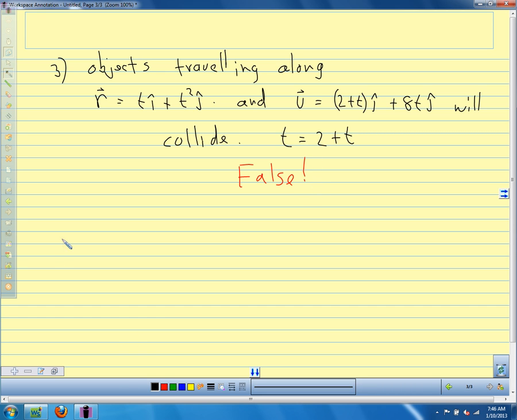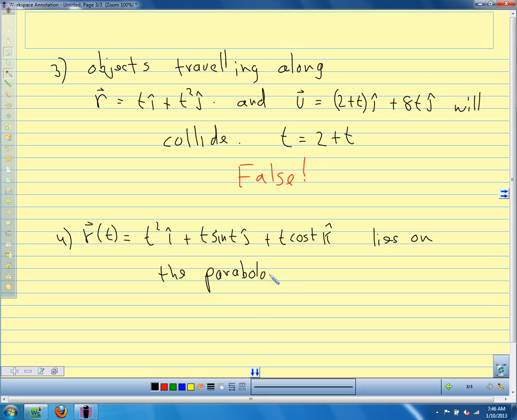All right, last true/false question. If r of t = t squared i + t sine t j + t cosine t k, this is on this curve, on the paraboloid x equals y squared plus z squared.